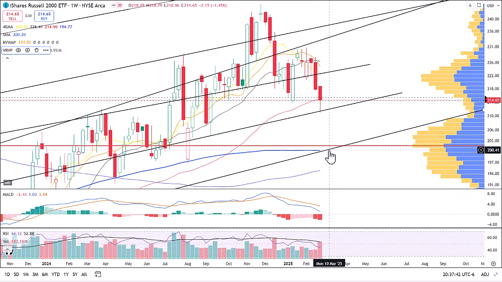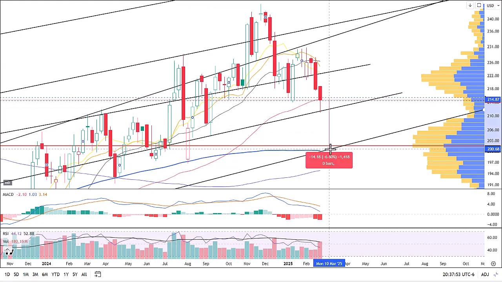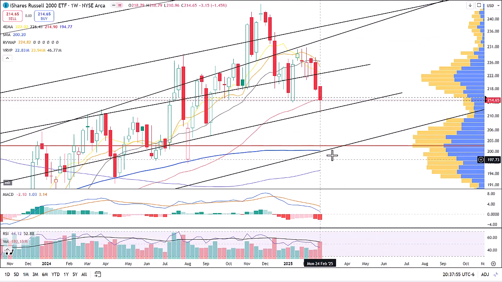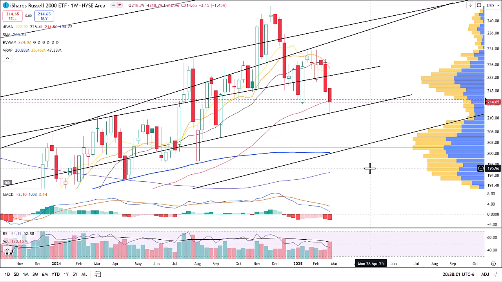Momentum bearish, RSI bearish, 200 SMA sitting down at $200.20. So we'll see if it does push to that lowest level. That gives you about 6.6% to that 200. Definitely looks quite bad here.